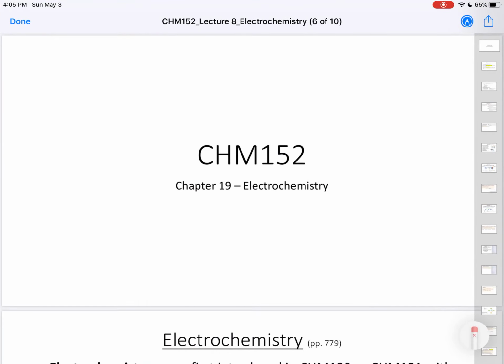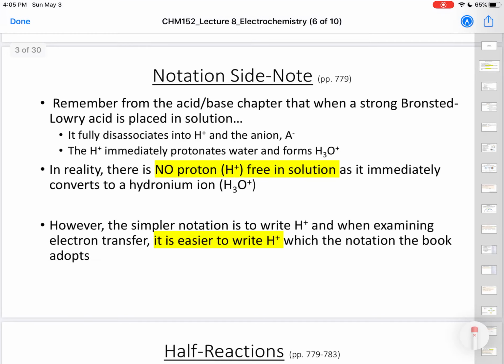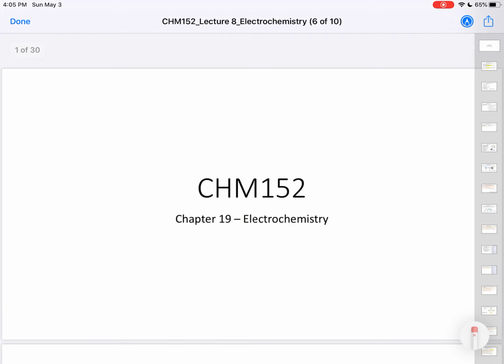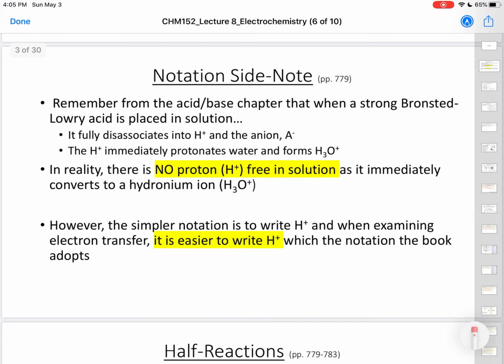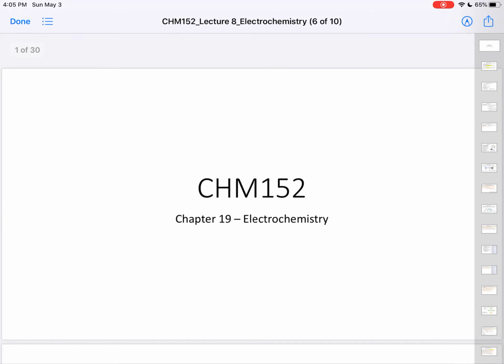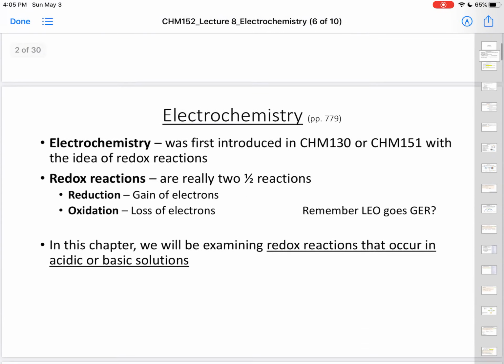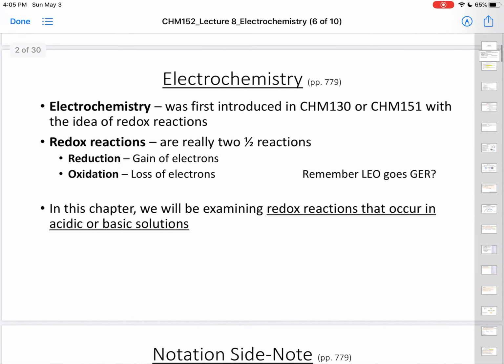So in this chapter, we're going to be talking about electrochemistry, and the first half of this chapter is going to be on how to balance redox reactions in both acidic and basic solution. Just as a quick review, electrochemistry is first introduced in Chem 130 and Chem 151 with the idea of redox reactions.